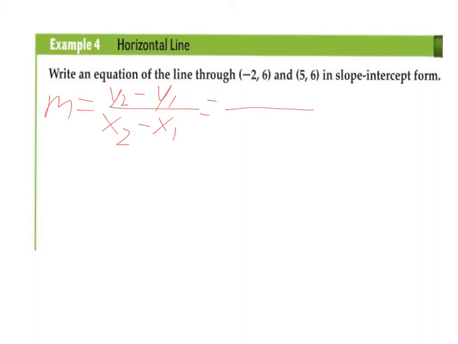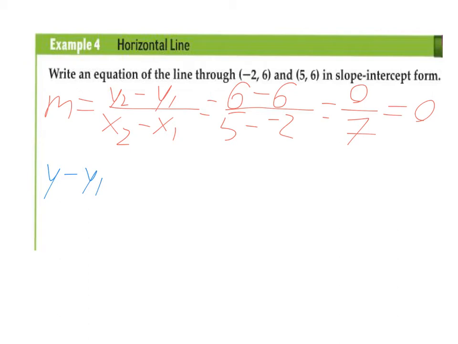That's going to give us 6 minus 6 over 5 minus -2. While the denominator will become a 7, it doesn't really matter to us because the numerator becomes a 0, and 0 divided by anything is going to be 0. So our slope here becomes 0. We have a horizontal line. Point-slope form: since we have a slope and we have a point, let's say y minus y sub 1 is equal to m times x minus x sub 1.